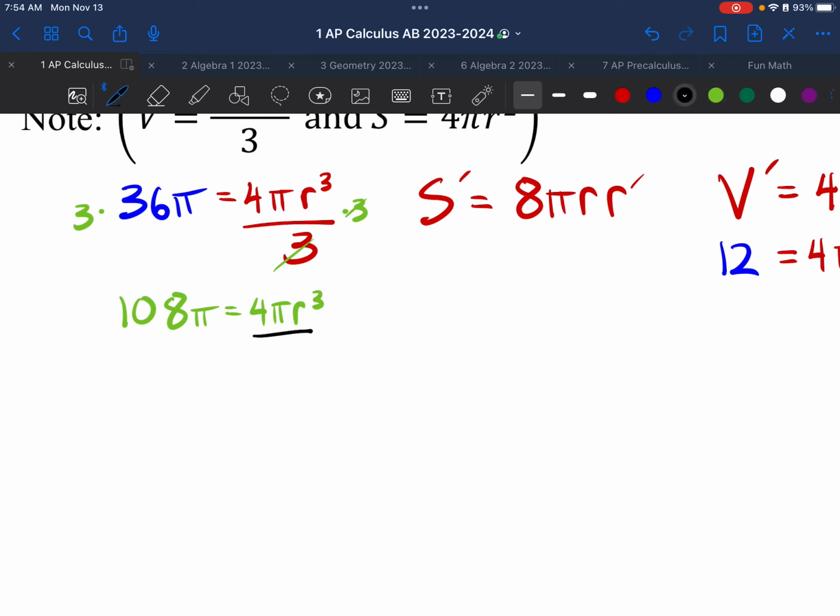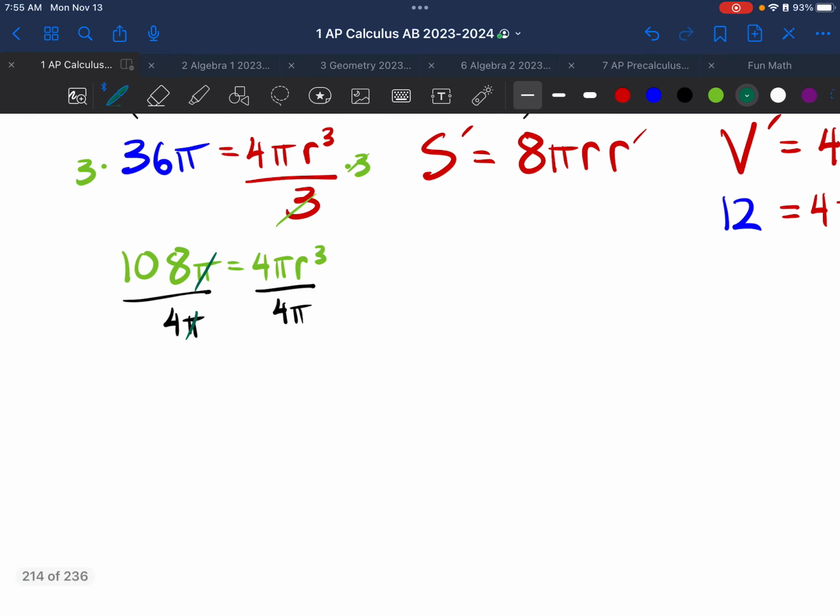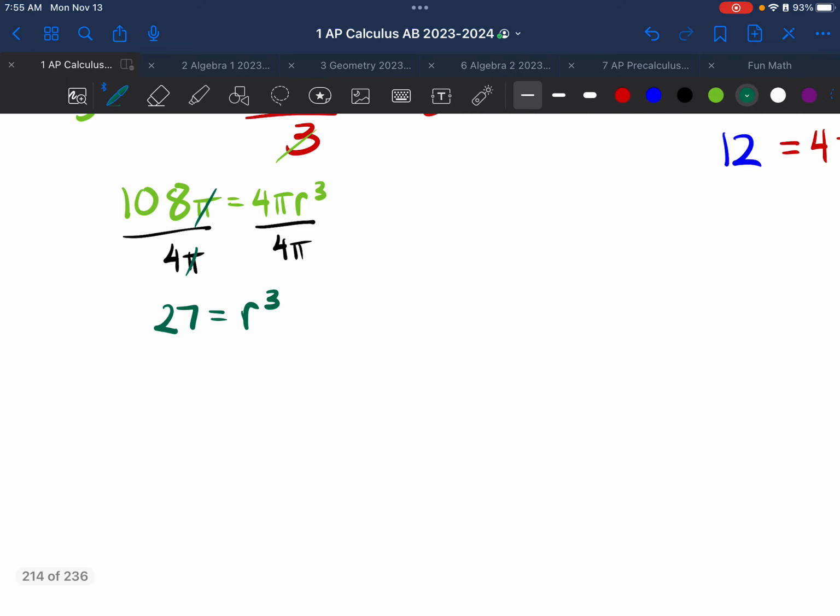So I'm going to say divide by 4 pi, divide by 4 pi, and the pi's will cross cancel, so that's going to be nice. So gone and gone are the pi's. 108 divided by 4 is really just half and half again. So 108, half of that is 54, half of that is 27. So this is going to be 27 is equal to r cubed. And then from here, I'm going to cube root, and this is going to be 3. So I'll say r is equal to 3. All right, so first part of the scavenger hunt done.